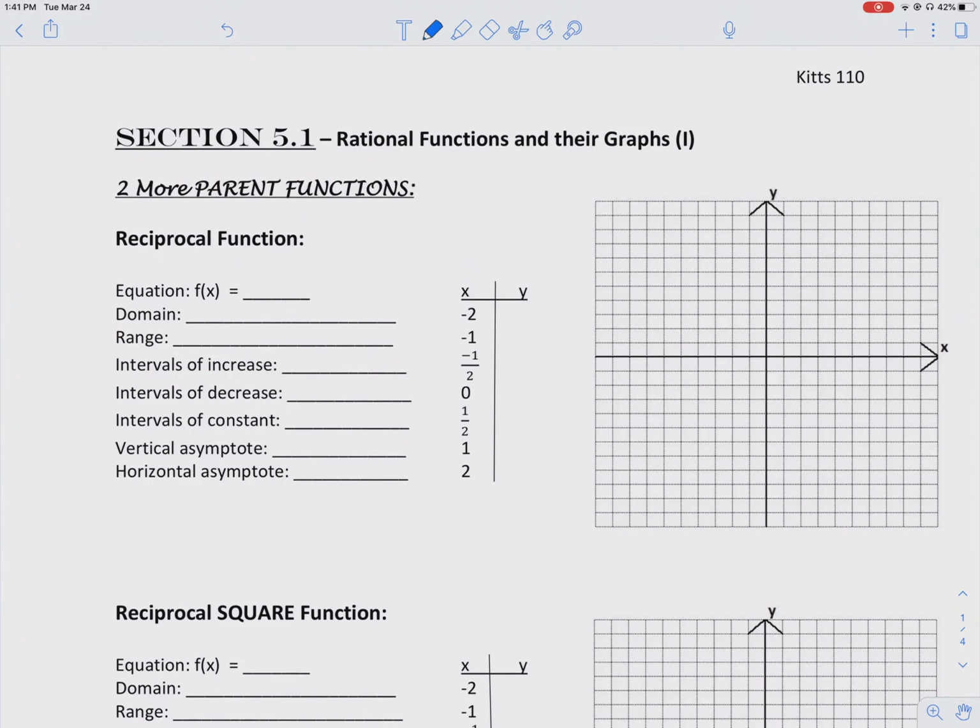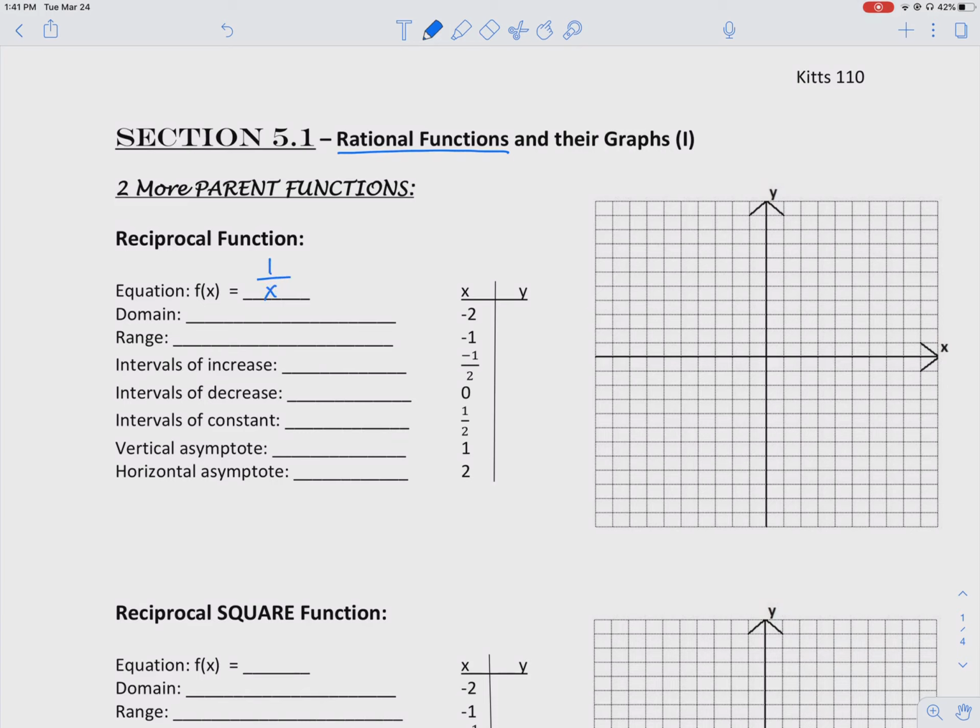So in chapter 5, we're going to be dealing with rational functions. So that's functions that are fractions. So we're going to talk about two more parent functions. The first one is called the reciprocal function, and that's just going to be 1 over x.